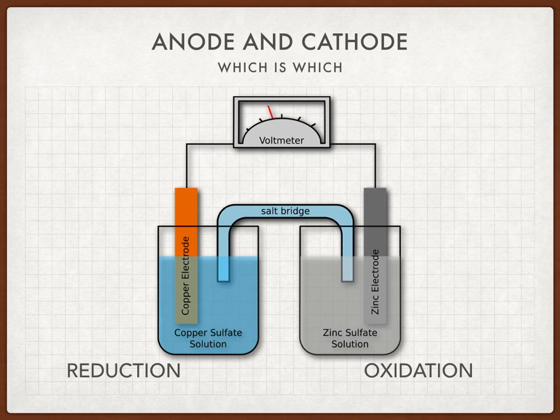Now let's look at this on the cell. The oxidation is at the zinc anode, which will get smaller as the reaction proceeds. The electrons will move from the anode through the voltmeter and then to the copper cathode, seen by the yellow arrows here. This copper cathode will grow as the reaction proceeds. Notice that the reduction reaction occurs at the cathode.